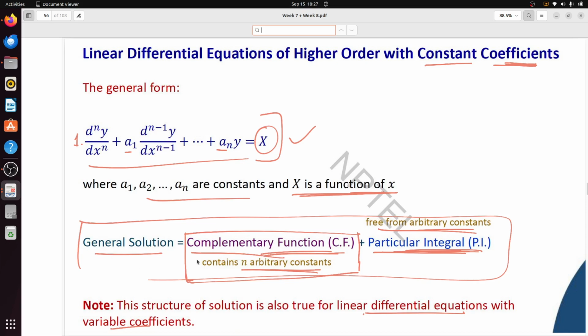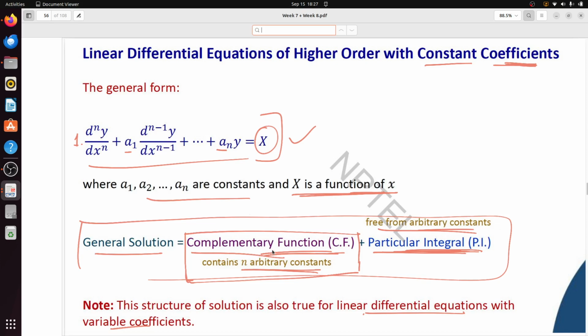So what is the general solution? The general solution is equal to complementary function plus particular integral. This complementary function contains n arbitrary constants, and this particular integral is free from arbitrary constants.